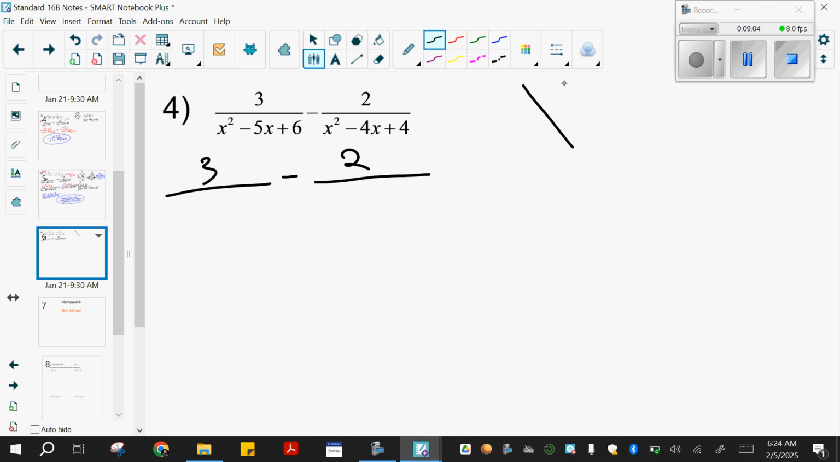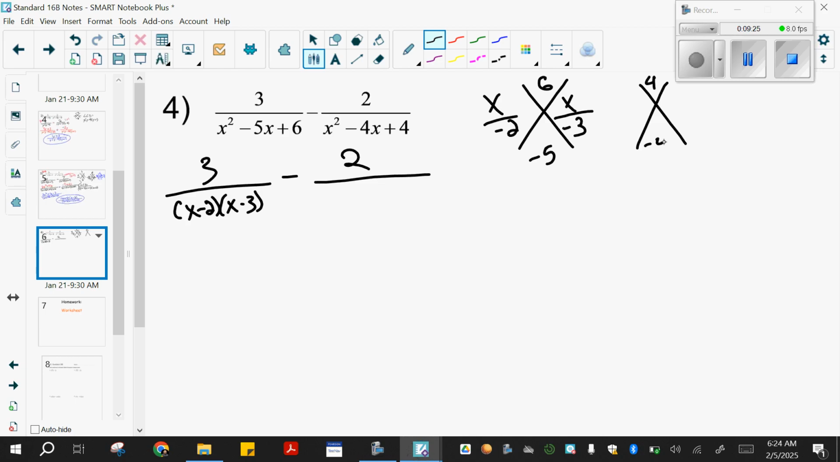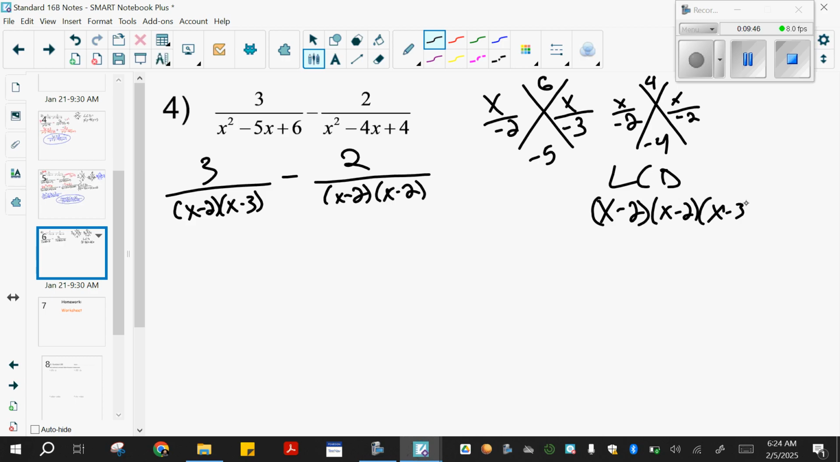So for a spot for our factors, factor 1, we have 6 on top, negative 5 on the bottom, into the same. We're going to have negative 2 and negative 3. So x minus 2, x minus 3. The other side, we have 4 and negative 4. So how about negative 2 and negative 2? X minus 2 and x minus 2. Alright, so my LCD is going to be x minus 2 times x minus 2 times x minus 3.